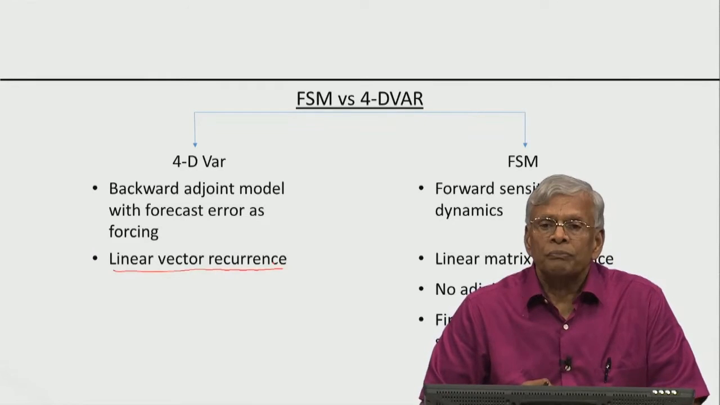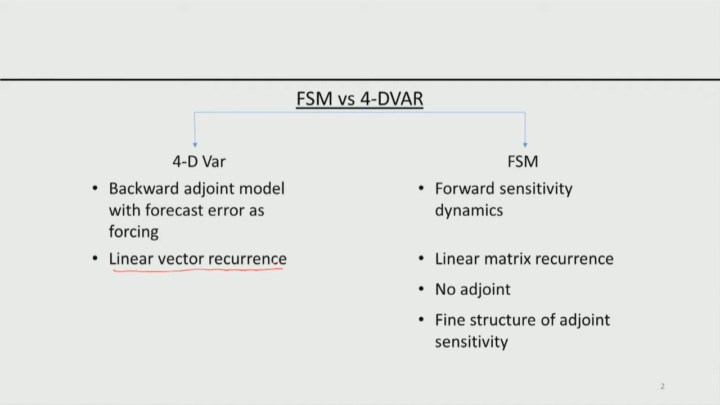In the case of forward sensitivity, we run the model forward, we also run the forward sensitivity dynamics, the UK dynamics and the VK dynamics. The difference here is that these are linear matrix recurrence as opposed to matrix vector recurrence. Linear vector recurrence is cheaper computationally, matrix recurrence is computationally more demanding, much more demanding in fact. But the advantage here is that I do not need any adjoint. We considered simple problems, but writing an adjoint and developing an adjoint is considered not an easy task in general. So the advantage of FSM is that it does not require an adjoint. The disadvantage of the FSM is that it requires solution of the matrix recurrence.